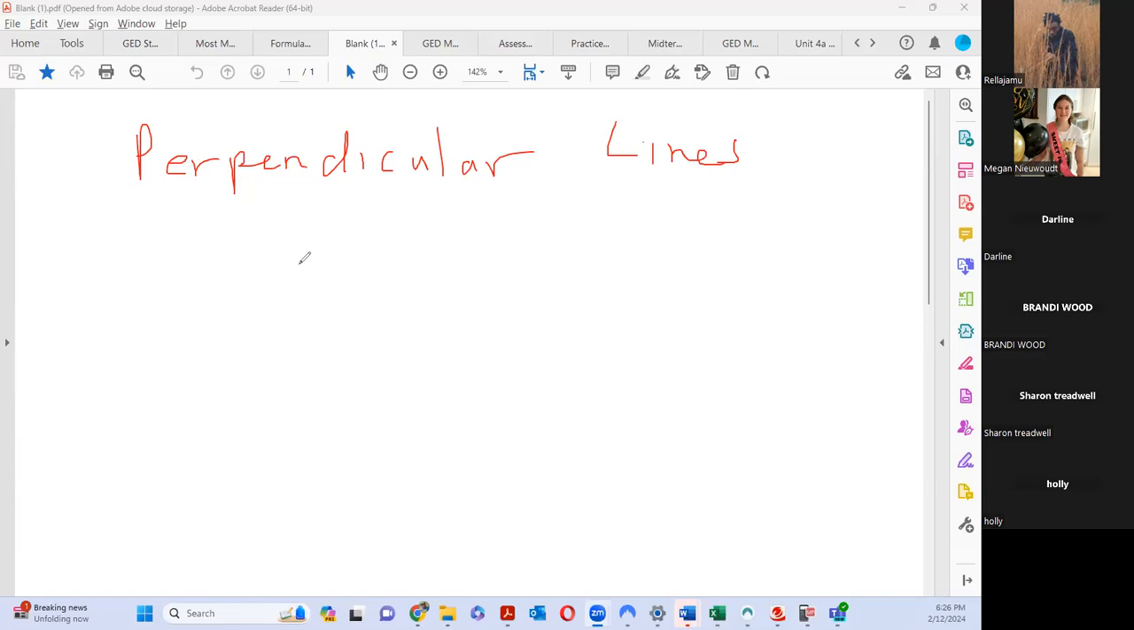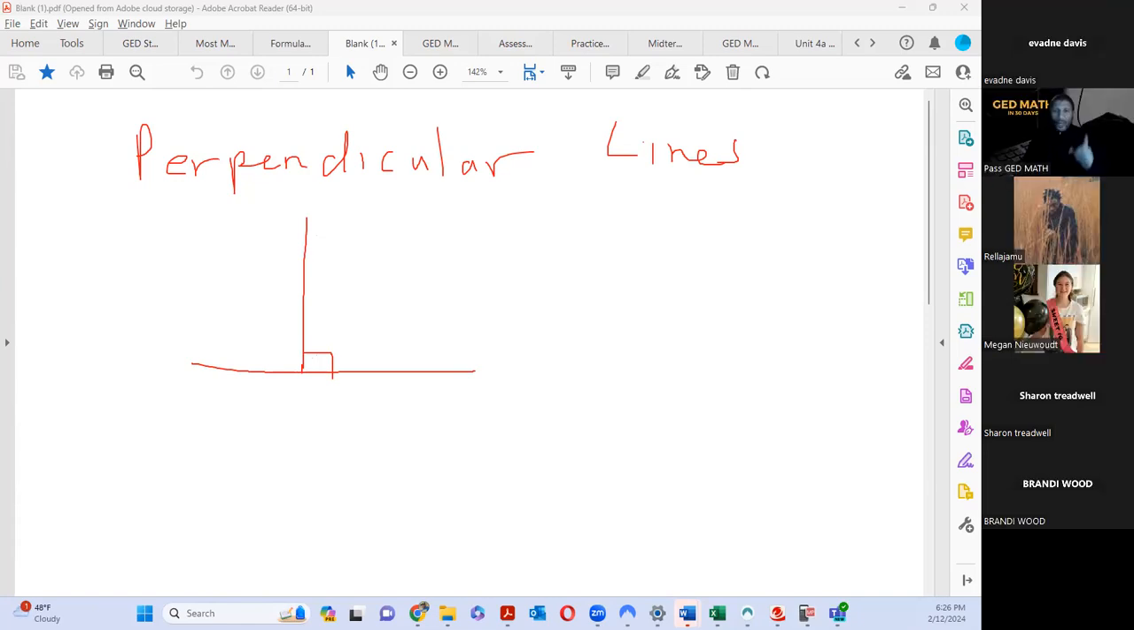So perpendicular lines, they would have to intersect. Perpendicular lines are two lines that intersect and form a 90-degree angle. That's very important for you to understand. Perpendicular lines are two lines that intersect and form a 90-degree angle.